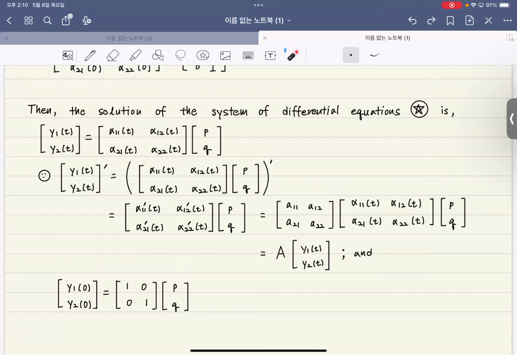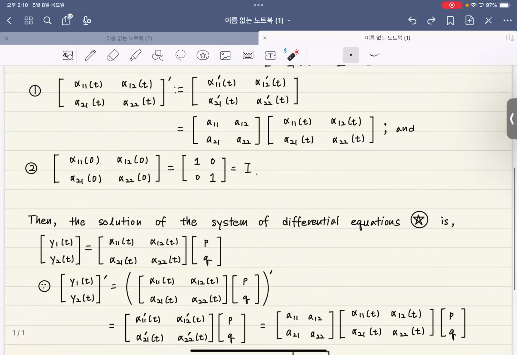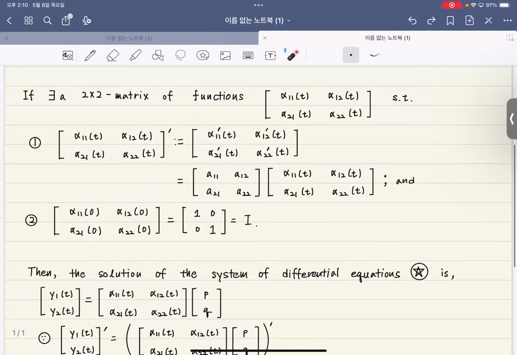So the thing is, if we can find a 2x2 matrix satisfying this condition, then this is automatically going to be the solution of the given initial value problem, or given these differential equations. But the question is, can I always find such a matrix of functions? Alpha 1,1, alpha 1,2, alpha 2,1, and alpha 2,2. That is going to be the main topic for today's lecture.